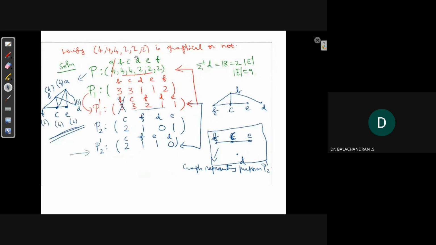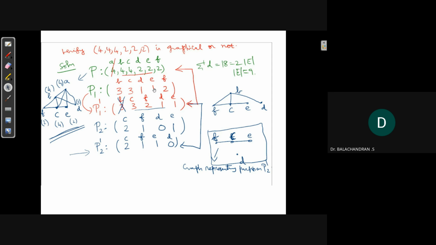Okay, so again, this comes under graphical. So 4, 4, 4, 2, 2, 2. I will explain quickly. Is it graphical or not? You should first write 4, 4, 4, 2, 2, 2 as A, B, C, D, E, F. Here I'll take this 4 and subtract it from the next 4 elements. So you'll get 3, 3, 1, 1, and you'll keep these 2 as they are.